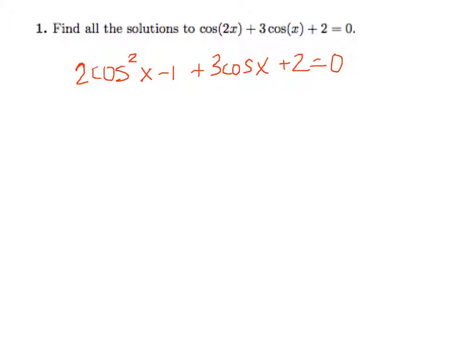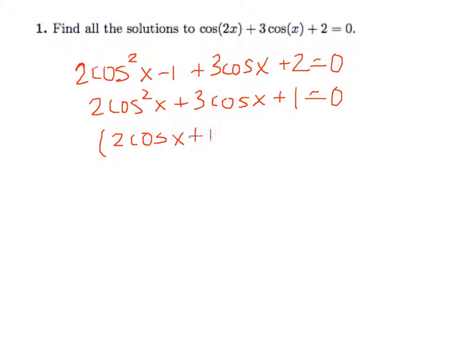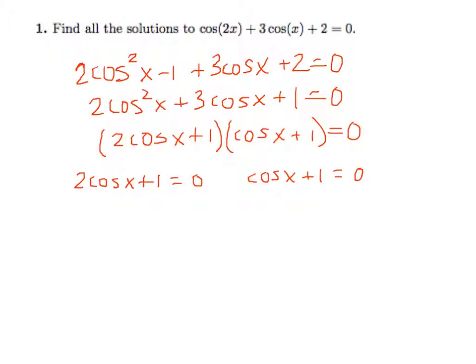And now we can factor this. After simplifying, we have 2 cosine squared x plus 3 cosine x plus 1 equals 0. And let's factor, we get 2 cosine x plus 1 times cosine x plus 1 equals 0. Now we have multiplication equals 0, so we can set each one of these terms equal to 0. So we have 2 cosine x plus 1 equals 0, and cosine x plus 1 equals 0. So solving for x, we have cosine x equals negative 1/2, or cosine x equals negative 1.